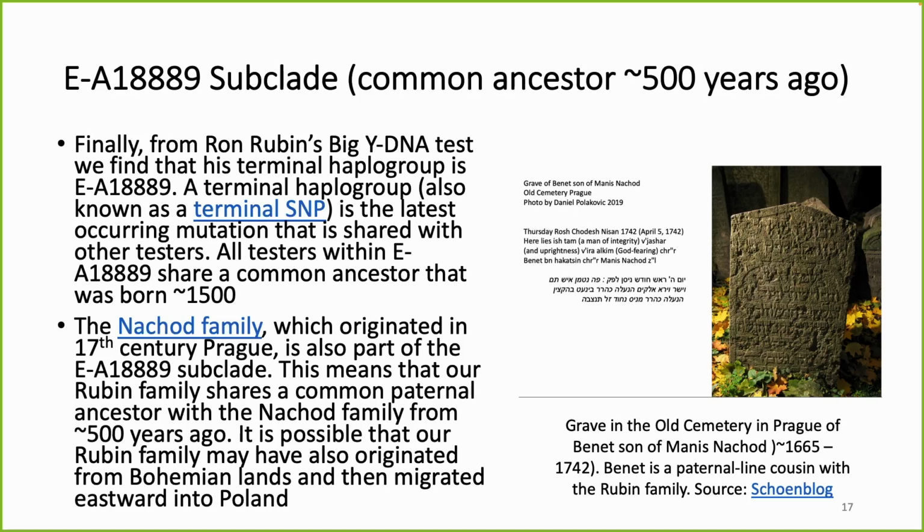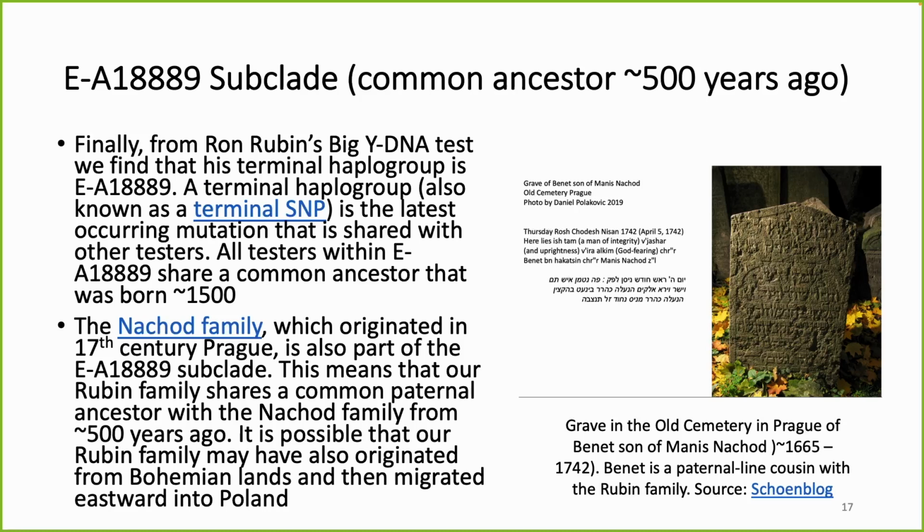And what I wanted to highlight here is there was one other tester within this group, part of the Nachod family, who also can trace their ancestry back into the 17th century like we can with our Rubin line. So I find it interesting whenever you can find a tester, again, different surname, but that has a long ancestry, it can provide insight into migration patterns. So what do we know about the Nachod family? Well, they were a prominent family in 17th century Prague.